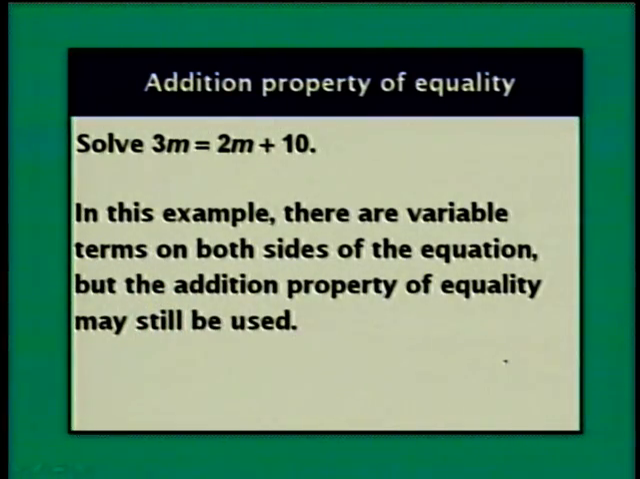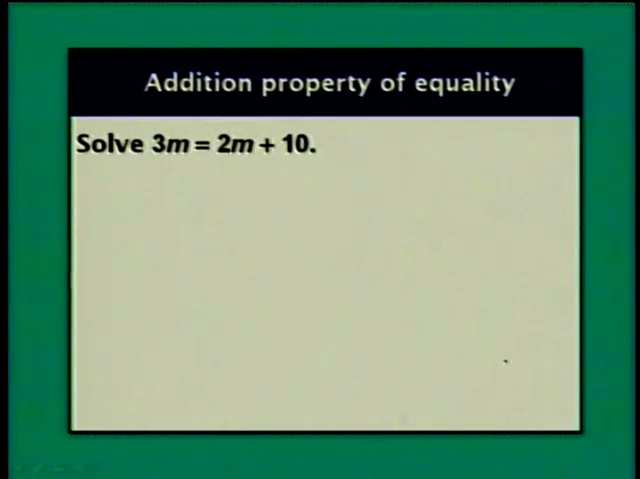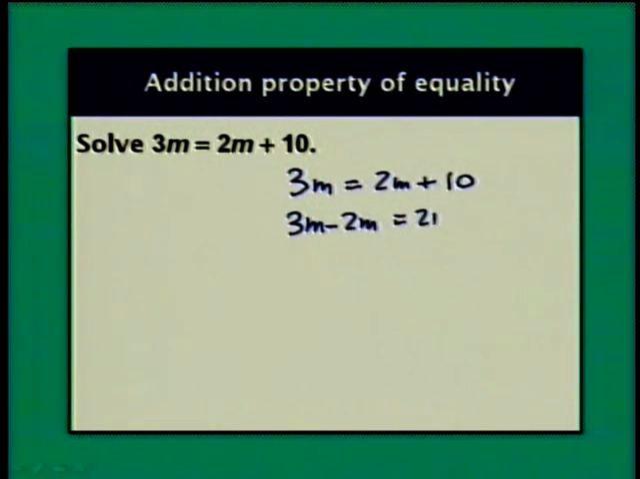Now in this example, there are variable terms on both sides of the equation. We have 3m equals 2m plus 10. But I can still use the addition property of equality to solve this equation. So my goal is going to be the same. I want to get m equals a constant. So the way I'm going to do that is I'm going to move the 2m from the right-hand side of the equation to the left-hand side of the equation. And I'm going to do that by subtracting 2m from both sides of the equation.